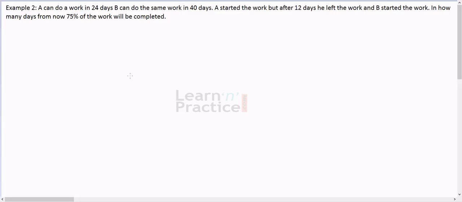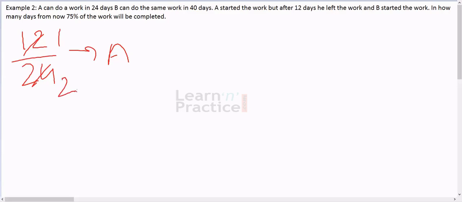Okay, so A is working for 12 days and he can do the work in 24 days. That means we can write 12 by 24 of the work was done by A. It can also be written as 1 by 2 amount of work is done by A, or we can write 50% of the work is done by A in 12 days, and the remaining work is done by B. That means the remaining 50% of the work will be done by B.